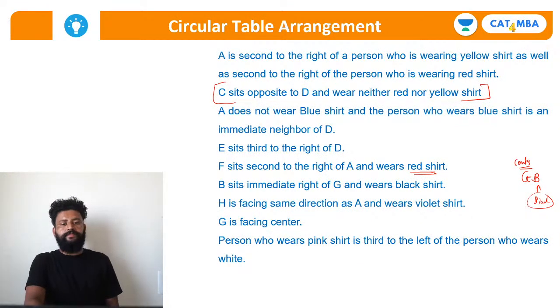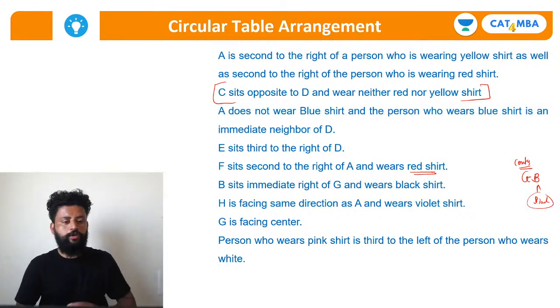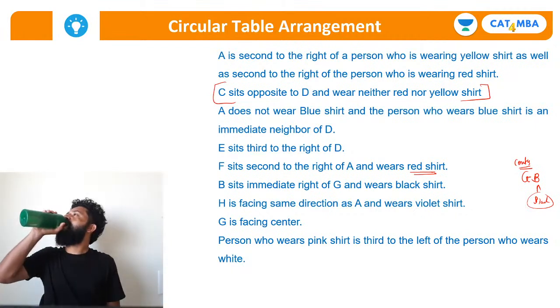C sits opposite to D and wears neither a red nor a yellow shirt. Think about it, how to get the possibility. We are supposed to get into the possibilities now because we don't have any choice left.